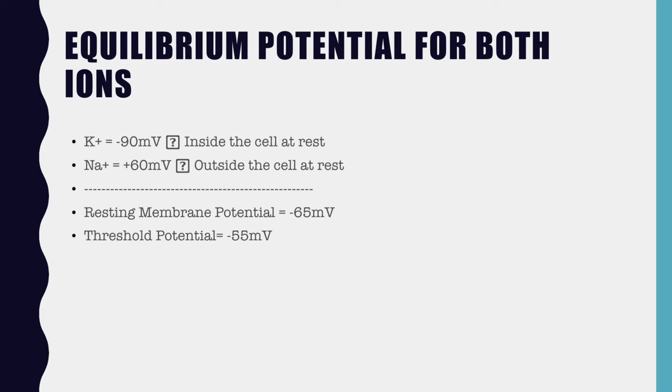Equilibrium potential refers to the charge that both sodium and potassium would like to be at. Because potassium wants to be more negative at minus 90 and sodium wants to be more positive at positive 60, this gradient is what drives the powerful and quick force of the action potential. Threshold potential is usually reached at about minus 55 millivolts, while resting membrane potential is usually held at about minus 65 or minus 70 millivolts.